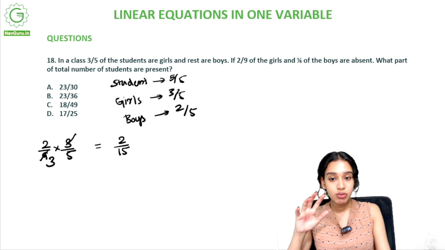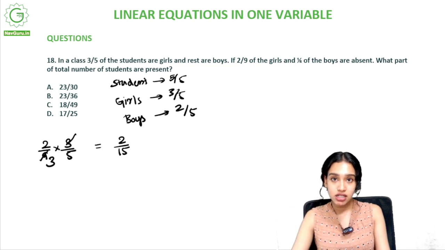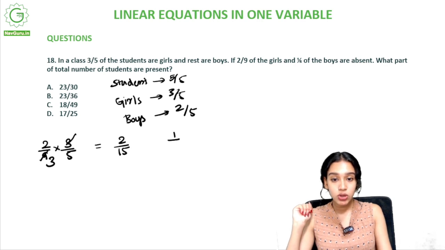And what is the number of boys which are absent? We have boys as 2 by 5. How did we get this 2 by 5, by the way? When we are saying 3/5 of the students are girls, 3 out of 5 parts is girls. So what is the amount of boys? The remaining 2 parts, right? Now, 1/4 of the boys are absent.